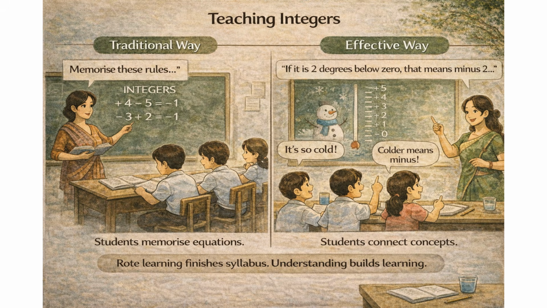On the right, the effective way, the teacher connects integers to a real-life situation, temperature. If it is 2 degrees below zero, that means -2. Now students begin to relate. They think, they connect the idea to something they have experienced. The topic is the same, but the learning is deeper when children can connect concepts to real life. Because understanding integers is not about memorizing rules, it is about making sense of what those numbers mean.